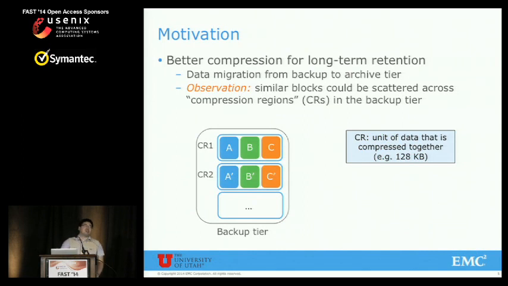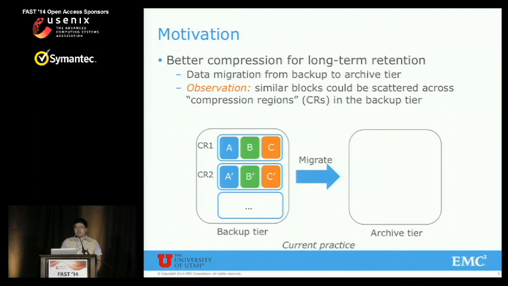The second motivation for this work is to improve compression for long-term retention. The use case we consider is data migration from the backup tier to the archive tier for deduplicating storage systems. The observation we made is that in the backup tiers, similar blocks could be scattered across different compression regions. I show such an example here. A compression region here means the unit of data that is compressed together. In the example, block A and A prime are compressed in two different compression regions.